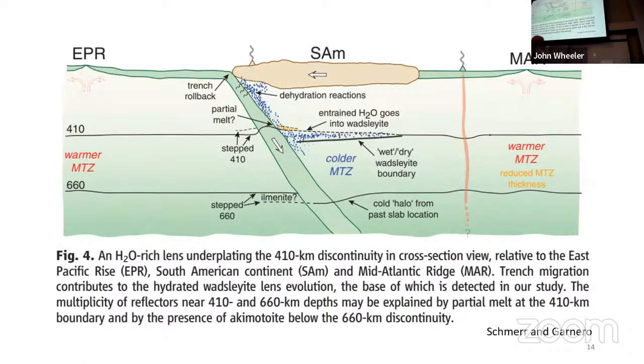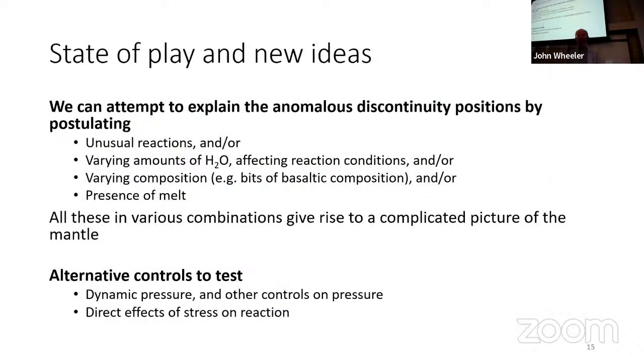What they actually mean is not ilmenite, but a mineral, it's the akimotoite again. It's that same mineral. And they're saying, well, maybe some of that's down there. So the state of play now in this part of my talk is you can explain what you see if you dial up a menu of possibilities. And when you've got anomalous discontinuities, there might be unusual reactions or less usual reactions. You can appeal to varying chemistry. You can stir some water in.